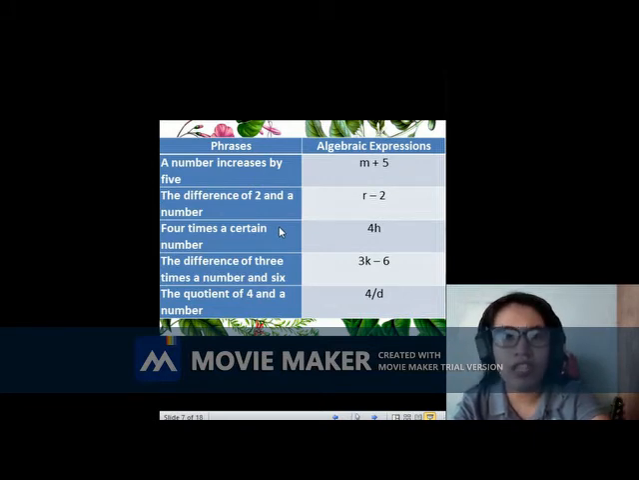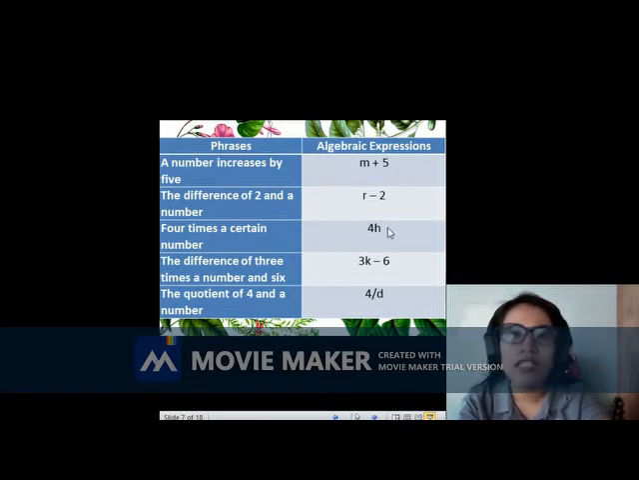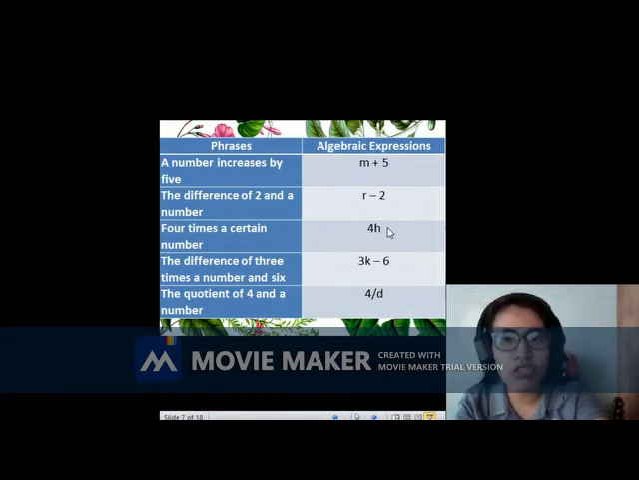Next is "4 times a certain number". It is multiplication. And it says again, "certain number", so I use H this time. But you might be asking, Ma'am, where is the symbol of multiplication in your answer? In algebra, if it says "times", it doesn't literally mean I need to include the symbol of that. I can just combine those two that are being multiplied. But remember, when you combine, write the number first before your letter.